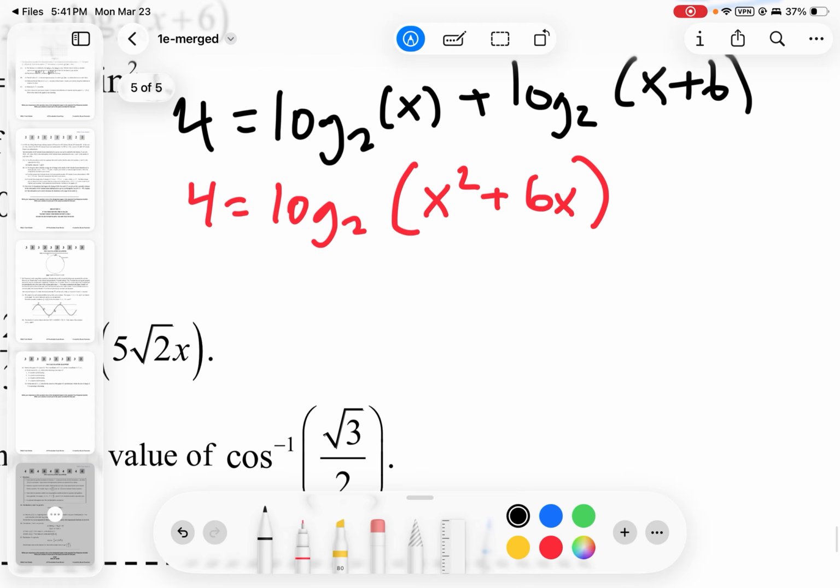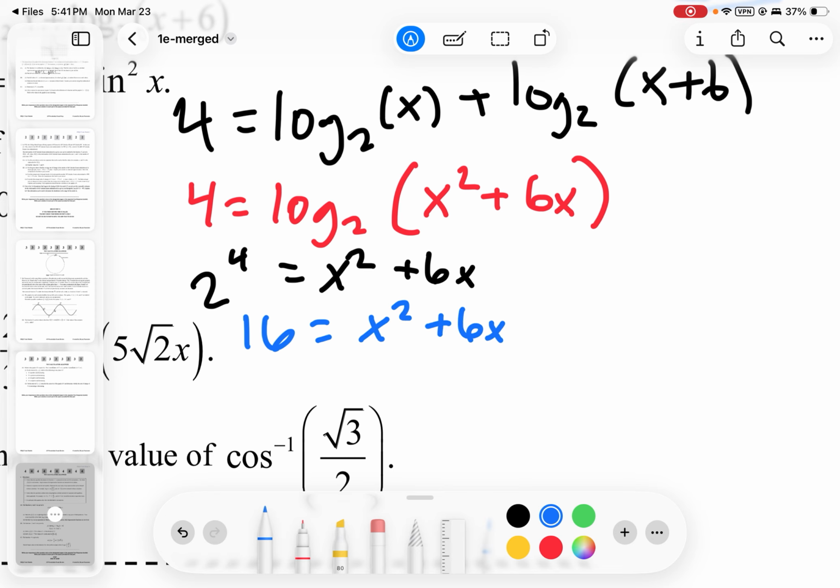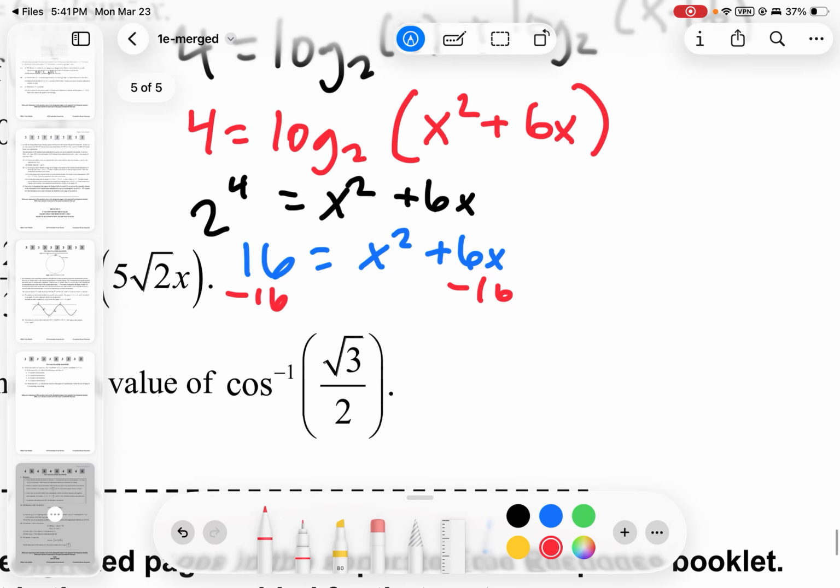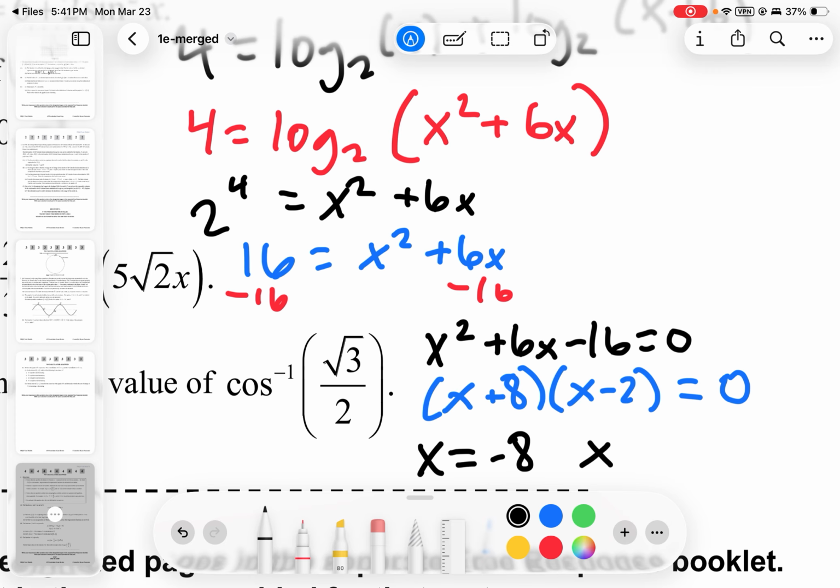And now to get rid of a log base 2, I'm going to do an exponential base 2. So I end up getting 2 to the 4th equals x squared plus 6x. 2 to the 4th is 2 times 2 times 2 times 2, which is 16, equals x squared plus 6x. Subtract 16 from each side. We get x squared plus 6x minus 16 equals 0. Factor this, I get x plus 8 times x minus 2 equals 0. And we end up getting x equals negative 8 and x equals 2.